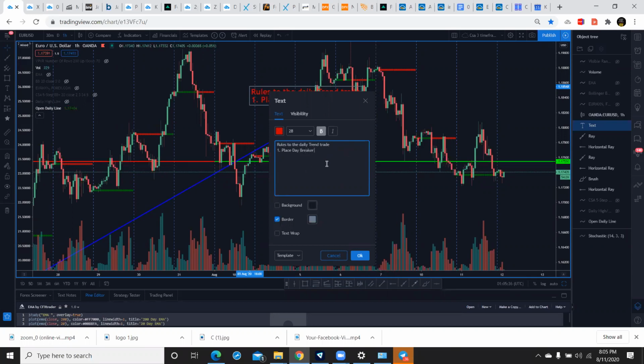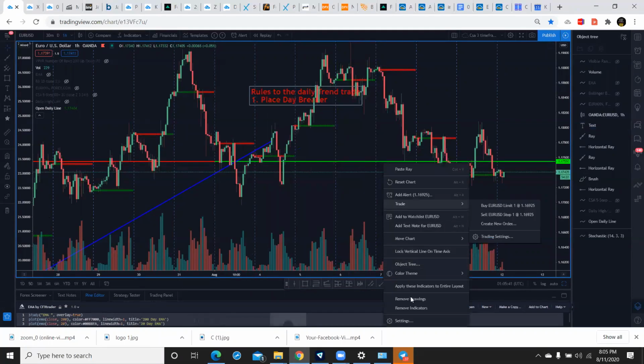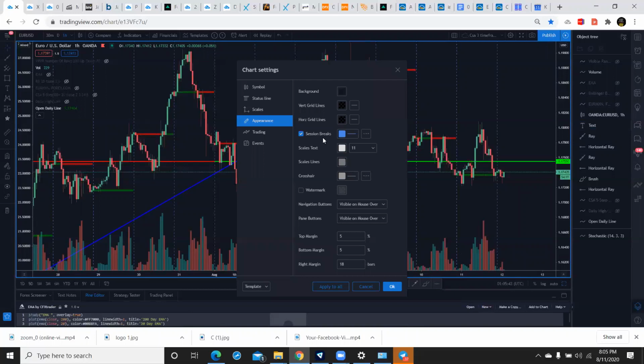So rule number one, we're going to activate these day breakers. In TradingView, you can activate them from settings. Session breaks, it's going to be under appearance.